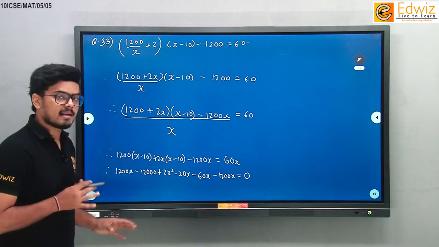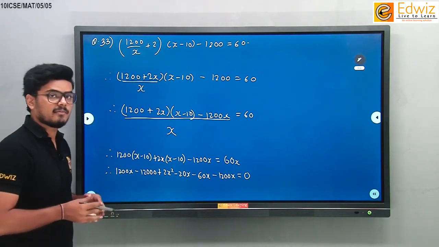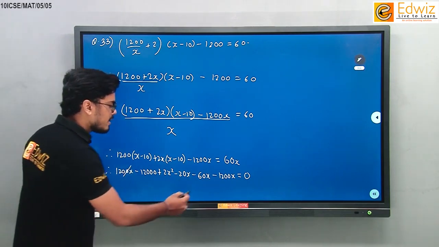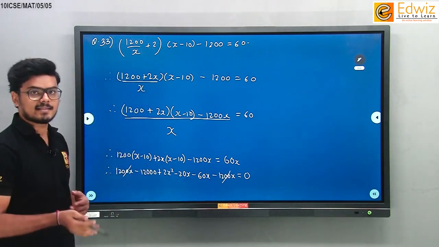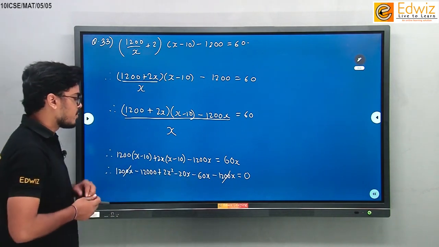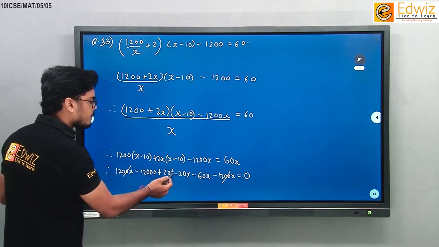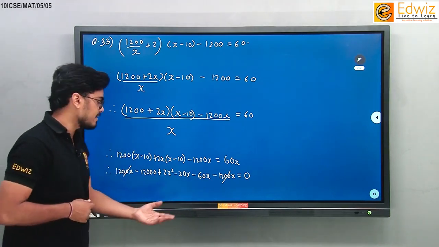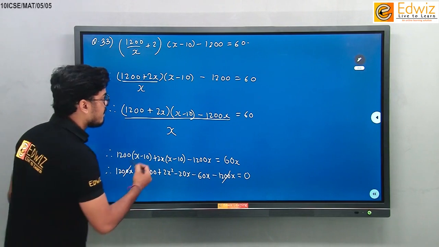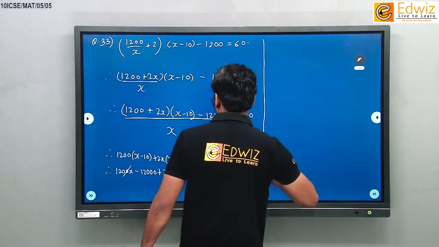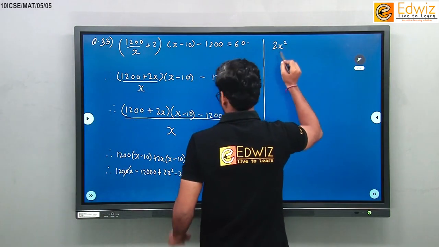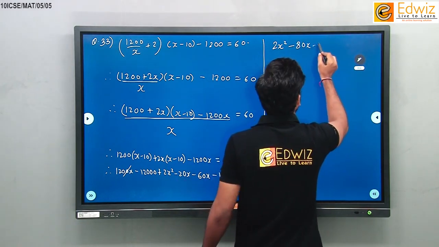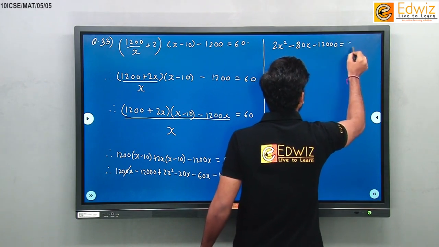Now as you can see, there are a lot of like terms. Let us just see which gets added and which gets subtracted. You can see 1200x and 1200x is getting cancelled entirely. This is negative, this is positive. We have 2x square minus 20x minus 60x means minus 80x minus 12,000. So the equation that we are getting here is 2x square minus 80x minus 12,000 equals to 0.